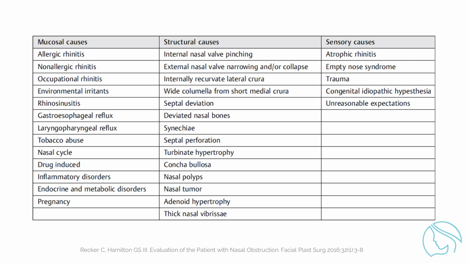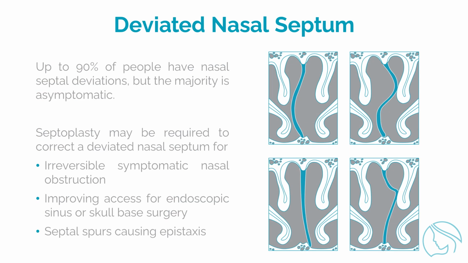These are the three parts: mucosal changes, structural changes, and sensory causes. Today we're going to talk more about structural causes. Let's begin with the deviated nasal septum. A septal pathology contributes to almost all nasal deformities in a high percentage of all patients seen in rhinological practice. Septal deformations are the main cause of functional complaints. In many cases, they are also the root of aesthetic complaints.